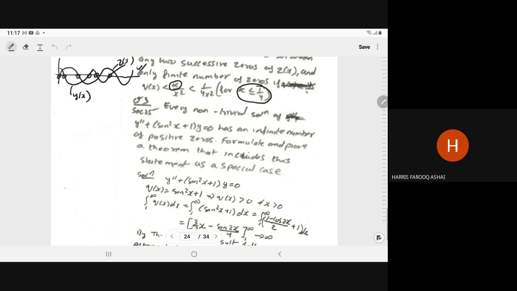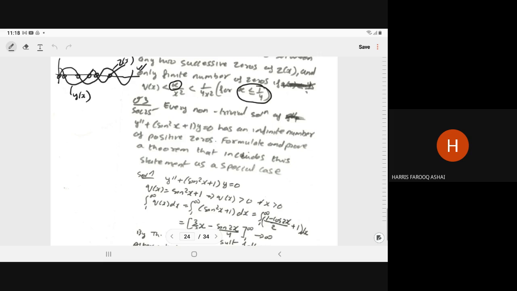Now question number 3 of the same exercise, section 25. Every non-trivial solution of y double dash plus sine square x plus 1 y is equal to 0 has infinite number of positive zeros. Formulate and prove a theorem that includes this statement as a special case.